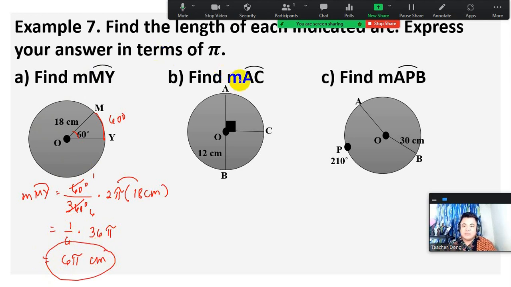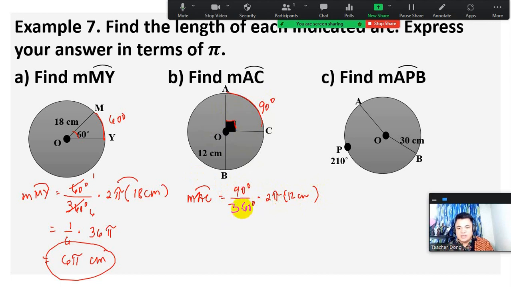Now, let's have letter B. Measurement of arc AC. The measurement of arc AC equals the degree measure. If we have this symbol, the arc AC measures 90 degrees. So, 90 degrees over 360 degrees times 2 pi times the radius, which is 12 centimeters.